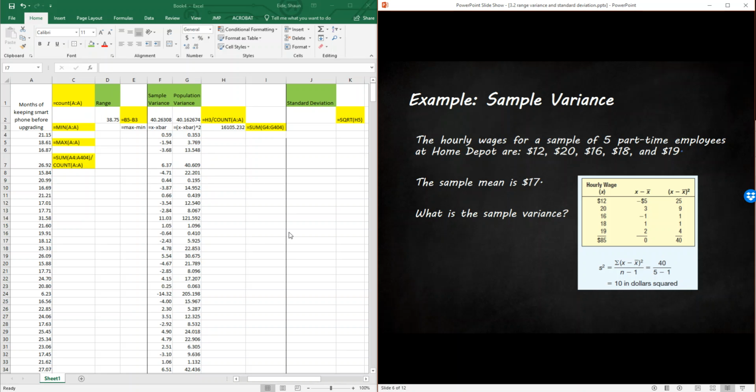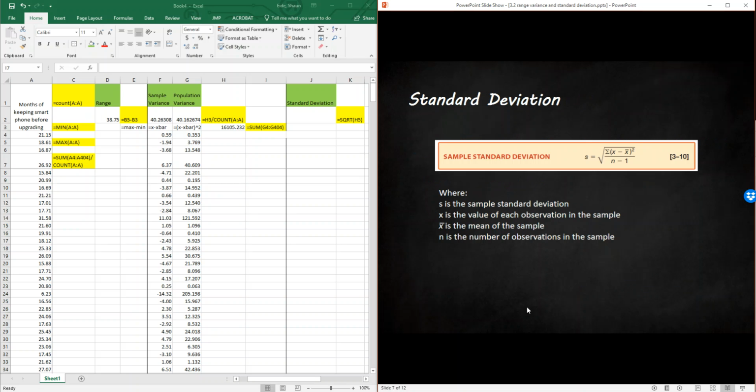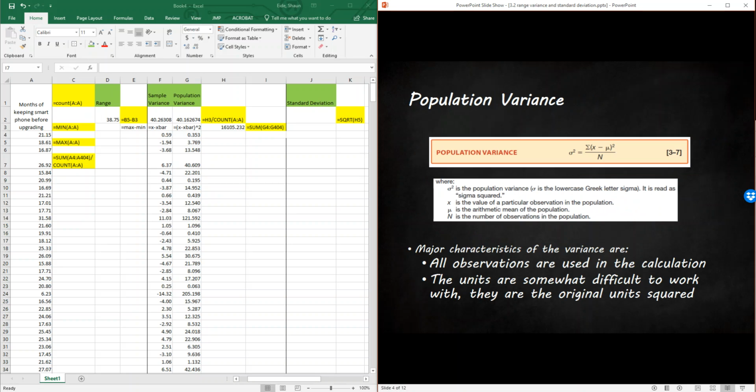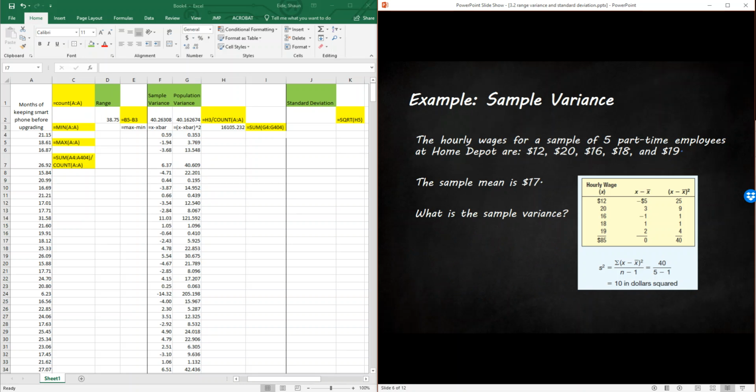And then you square that, which gives you 25, 9, 1, 1, and 4. You add that together, and that gives you 40. So this is just a sample of them, and so you do 40 divided by n minus 1, which gives you this sample variance, which is $10 in squared metrics. So that is the sample variance, but sample variance really doesn't do too much for you, and the reason why is because it's the squared unit. What we want is the actual unit.